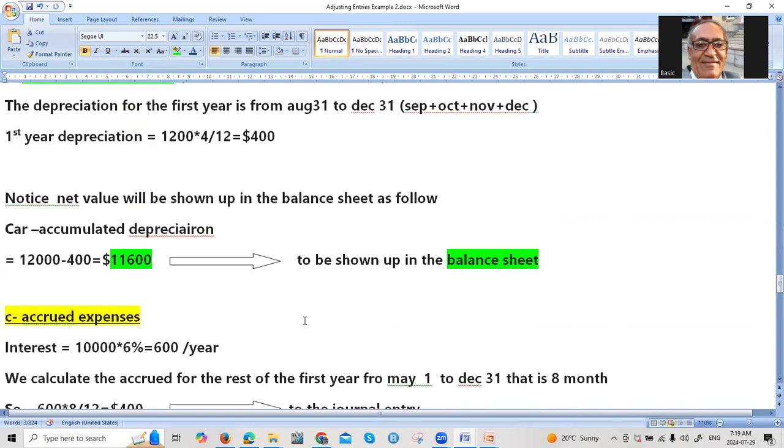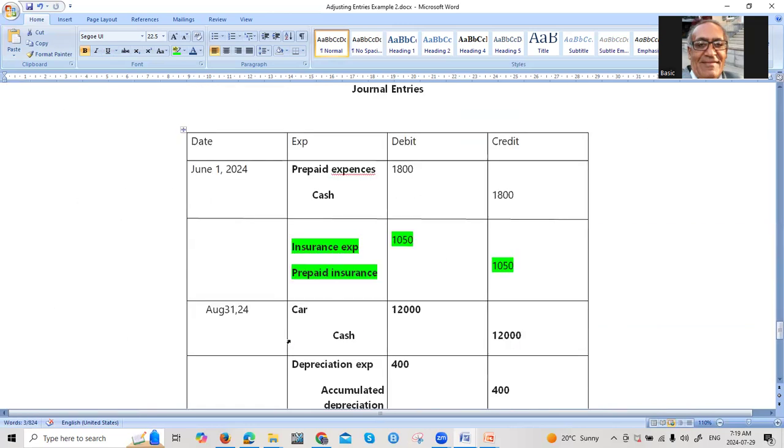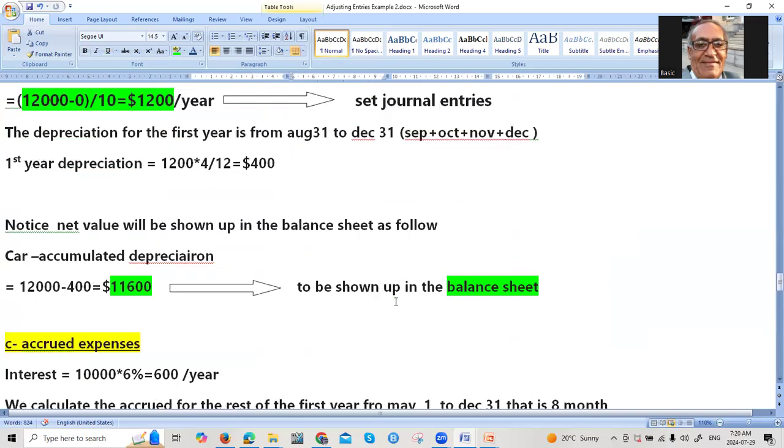Actually, we do 2 journal entries. We actually do the first journal entry with 1,050. We do 2 with 1,800 from prepaid expenses into cash with the whole amount. Then from insurance expenses to prepaid insurance with the amount which belongs to the year, which is from June 1 until December 30. This is the first transactions, 2 transactions actually, which belong to the prepaid insurance.